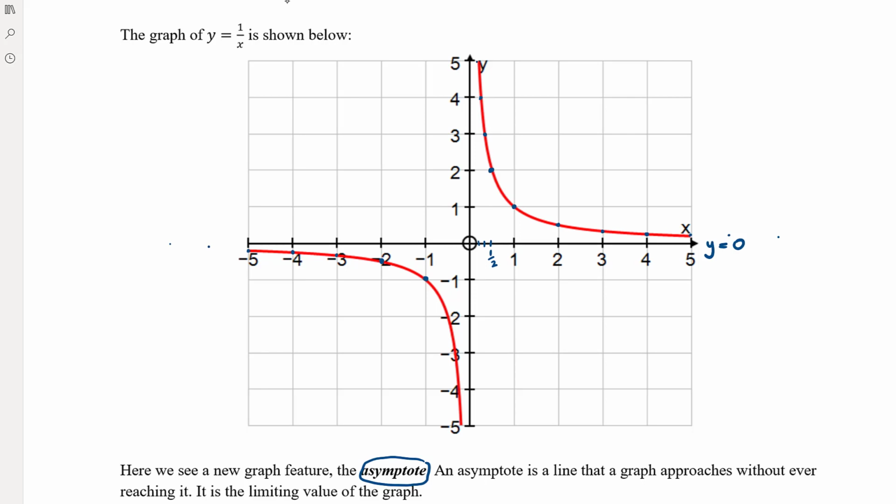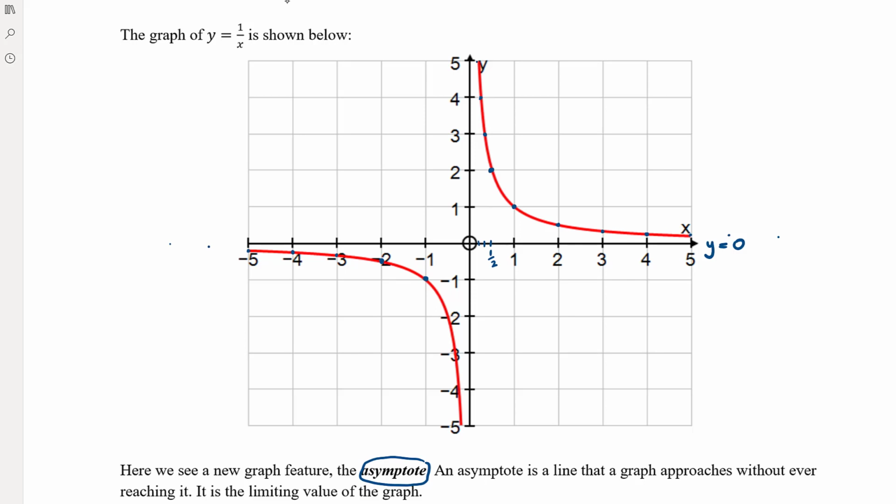Okay, so this graph gets bigger as we get closer and closer to x equals 0. This graph gets bigger and bigger and bigger. Okay, however, when x equals 0, 1 divided by 0 is undefined. So there is no y-intercept for this particular graph.